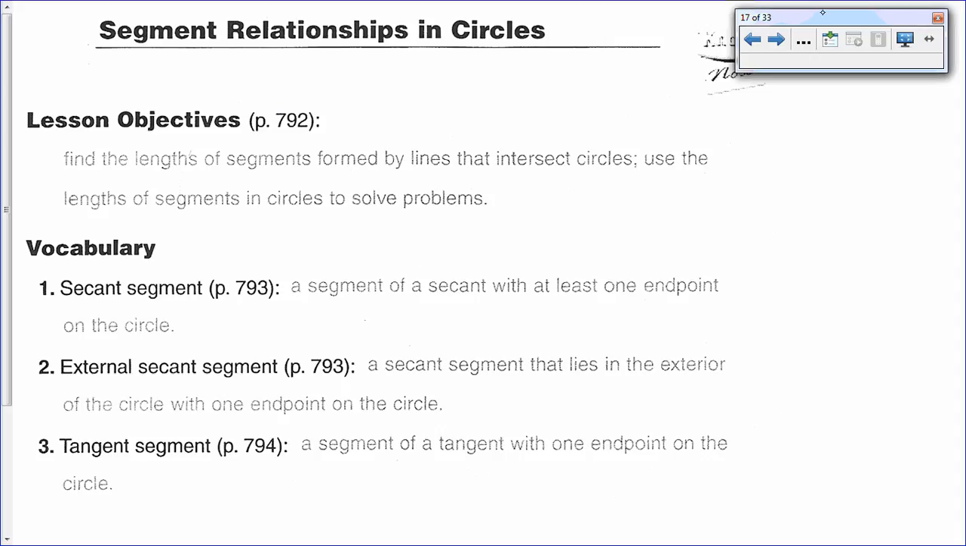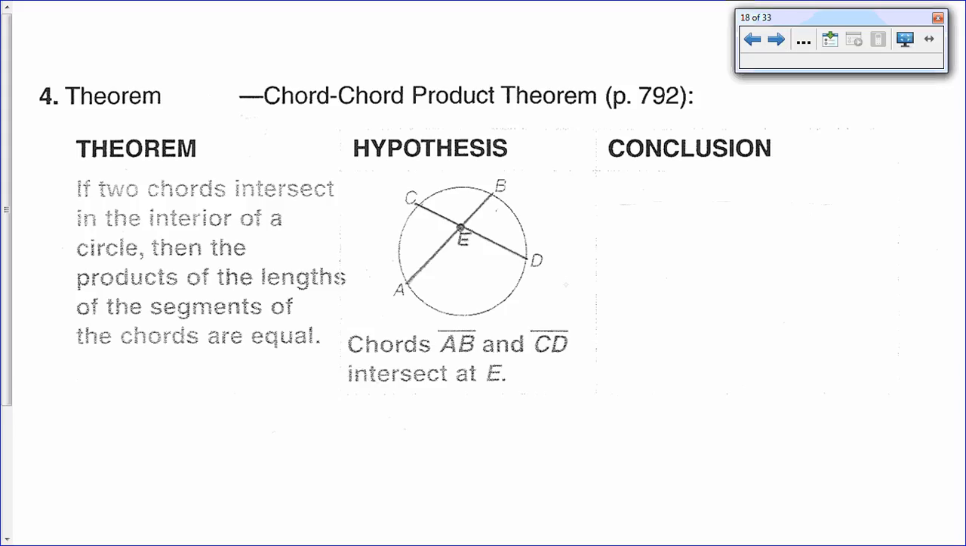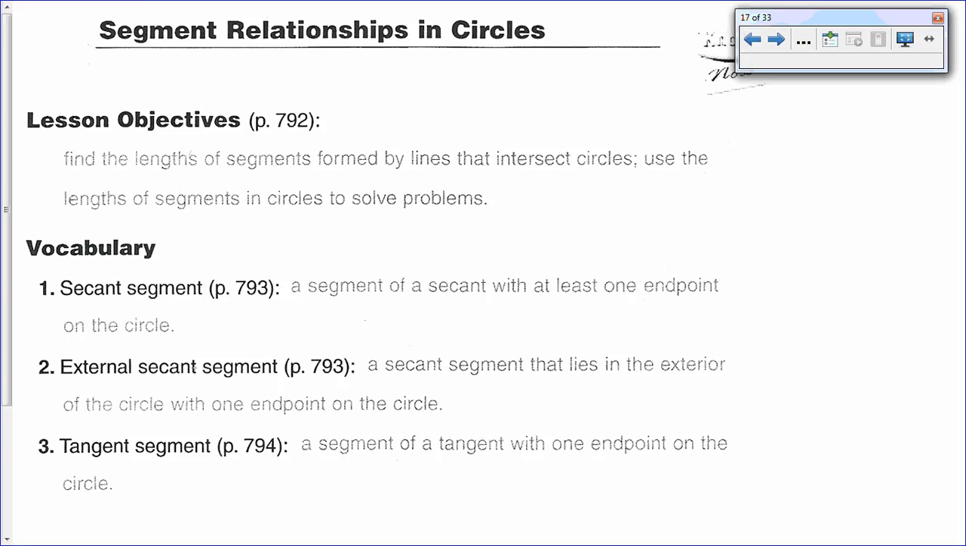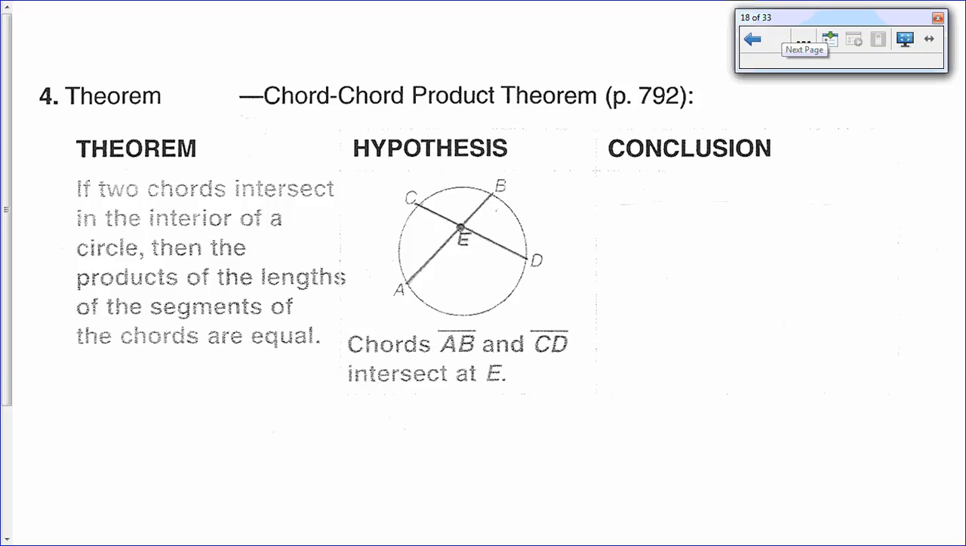Next, here are some segment relationships in circles I'm going to go over with you: external secant segments and tangent segments. We'll do those more in class tomorrow. Here are some examples we're going to do with segments. These are the lengths of the segments. We just talked about angles, and now we're talking about the lengths of the segments. These are the last three formulas for the day, and then we're going to do some examples.